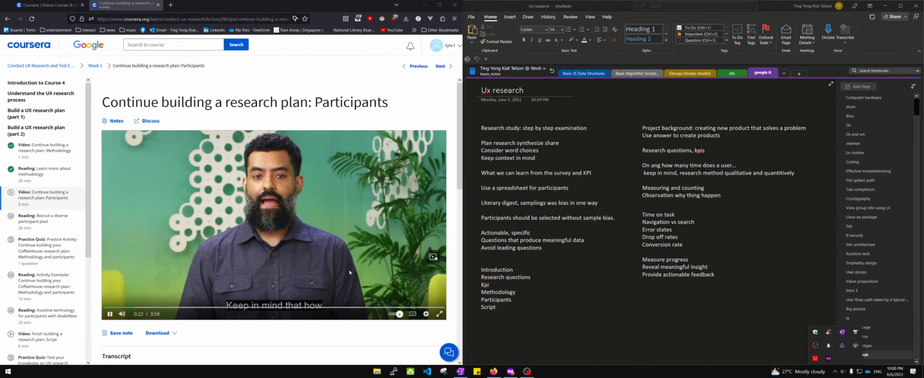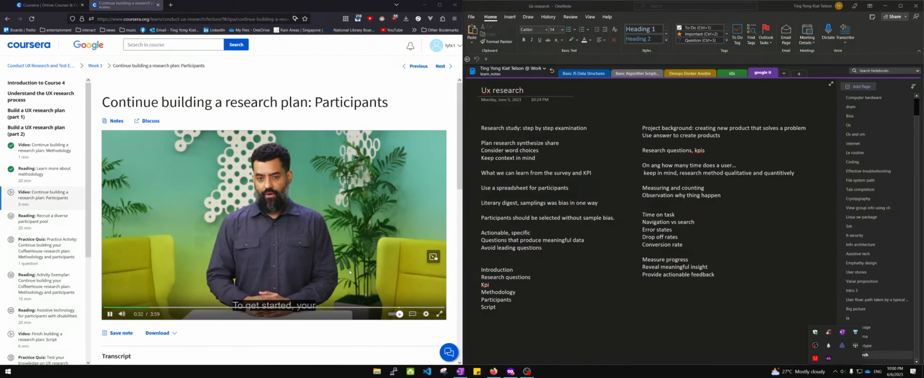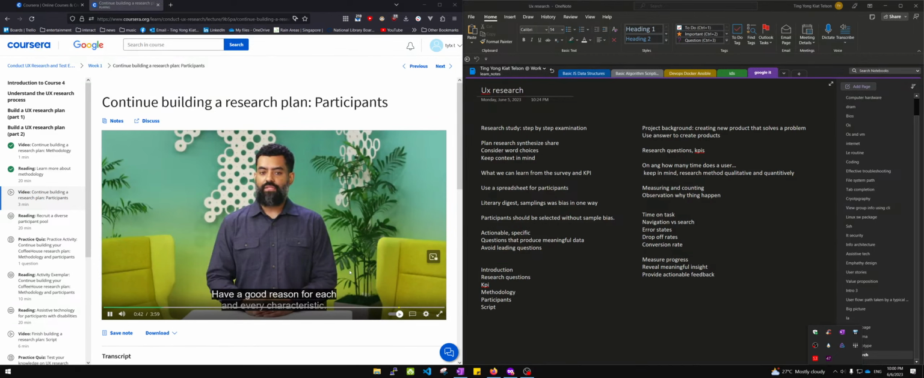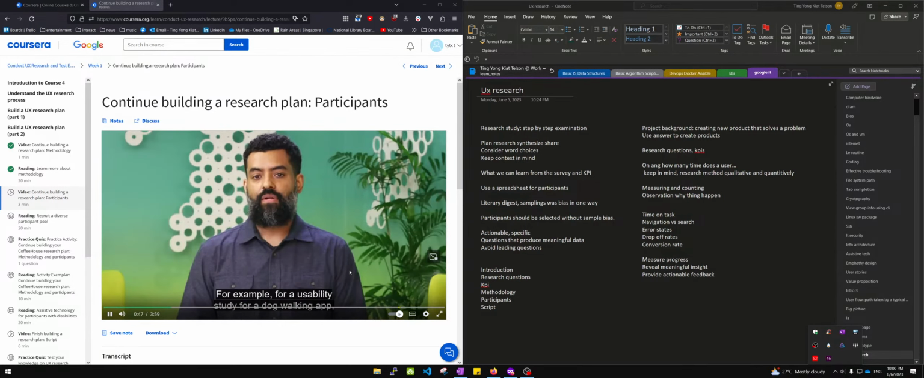Keep in mind that how and where you find study participants will depend on where you work. Regardless, there are a few things you should include in this part of your research plan. To get started, your research plan should include a list of the primary characteristics of the people you will recruit to participate in the study. Have a good reason for each and every characteristic. The types of participants you select should be based on your research goals. For example, for a usability study for a dog walking app, you might want to recruit participants who are dog owners with full-time jobs and who go out for activities more than once a week.